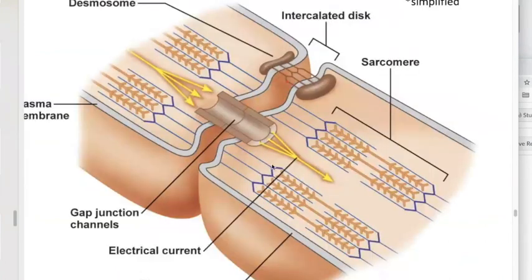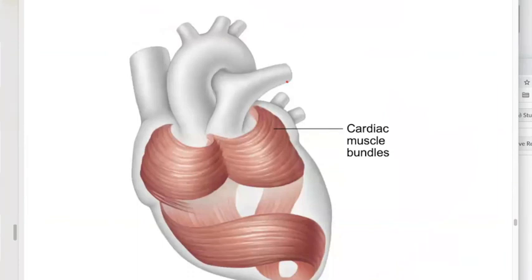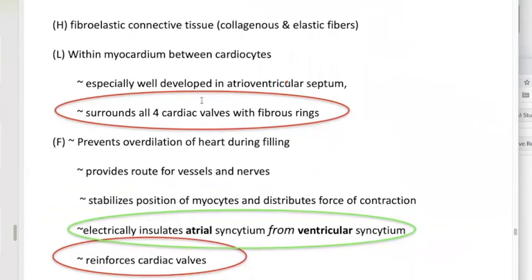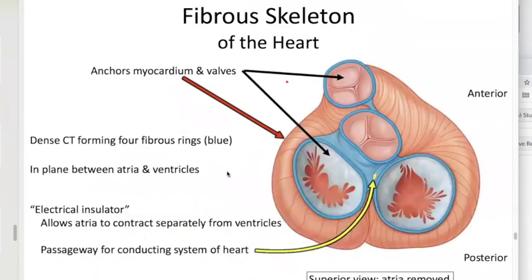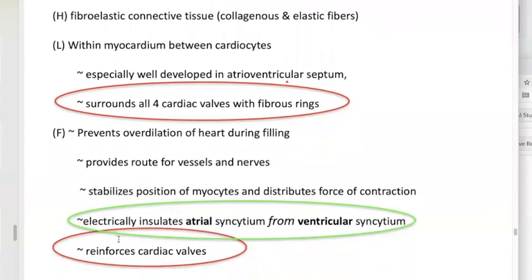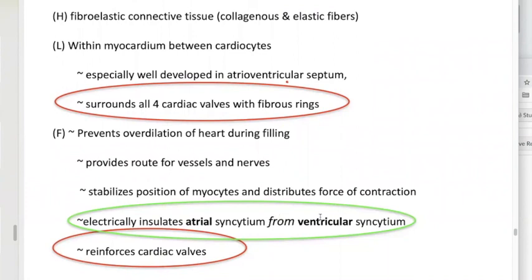The electrical signals are passing through, but here's the fibrous skeleton. It insulates the atria, because you want the upper chambers and then the lower chambers, and you don't want that signal to spread. So that's insulation. I think it's clearer looking down the interventricular septum, but it's doing the same thing here.